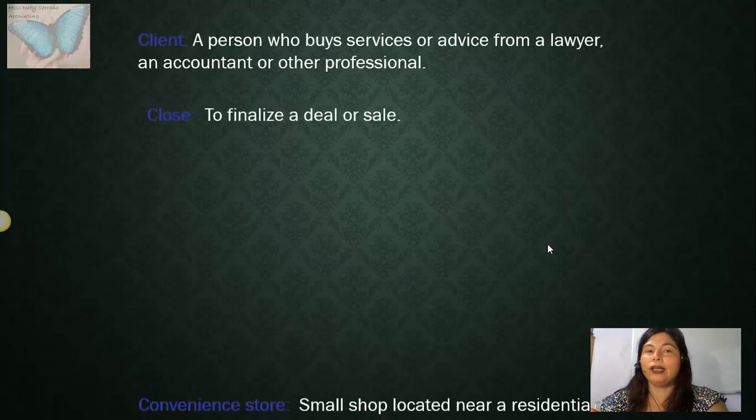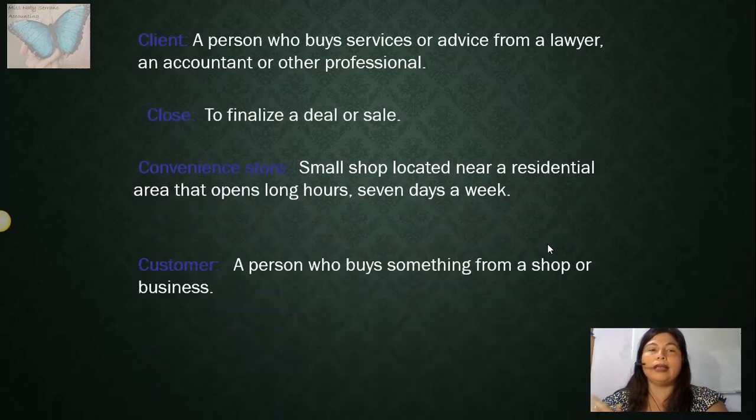Client versus customer that we will see at the end of this one. Client, it's a person who buys services or advice from a lawyer, an accountant, or other professional. They buy services. Let's go to the end of this same slide. Customer. The customer is a person who buys something from a shop or a business. Do you realize the difference? A customer versus a client? The client purchases services and the customer purchases products.